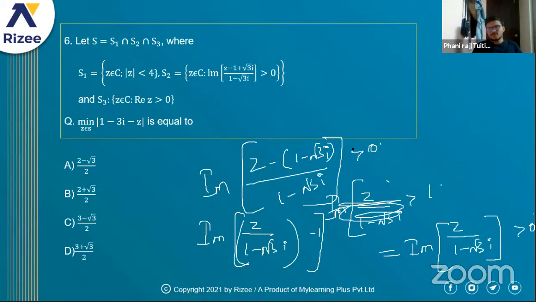So the imaginary part of this is greater than 0. I'm just writing minus 1 plus root 3 as minus of 1 minus root 3. Then this will get cancelled. You get the imaginary part of Z by 1 minus root 3I minus 1. But this is a real number, and a complex number's imaginary part doesn't change when you add or subtract a real number. So the imaginary part of this is the same as the imaginary part of Z by 1 minus root 3I. This should also be positive.